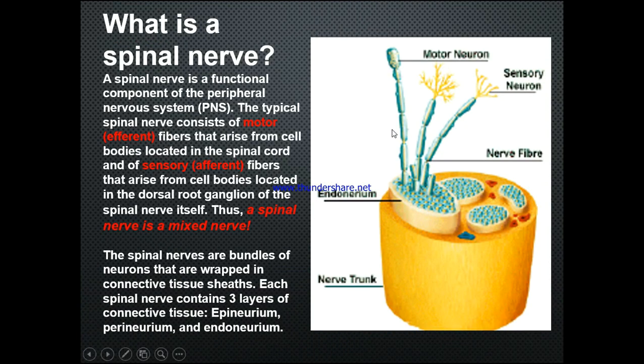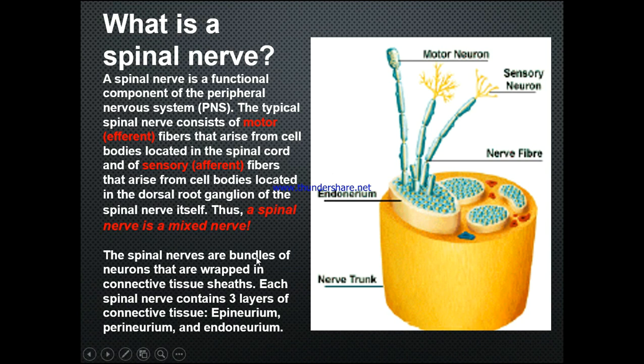So what is a spinal nerve? Well, a spinal nerve is a functional component of the peripheral nervous system, or the PNS. The typical spinal nerve consists of motor efferent fibres, so remember efferent engine motor, that arise from the cell bodies located in the spinal cord, and sensory afferent fibres, which is of course the sensory part, that arise from cell bodies located on the dorsal root ganglion of the spinal nerve itself. Thus, this is an important point, the spinal nerve is a mixed nerve.